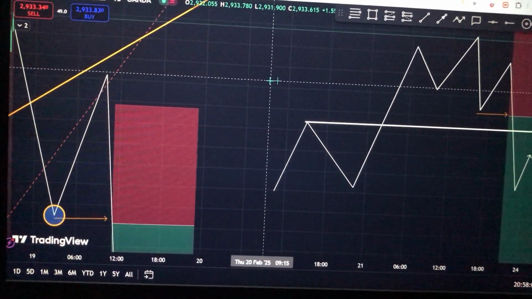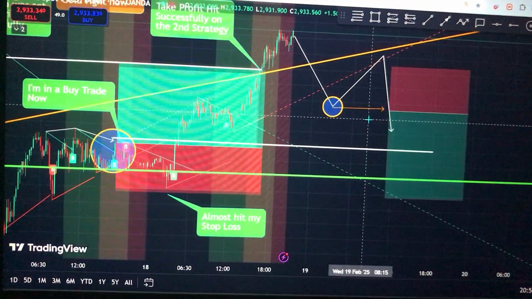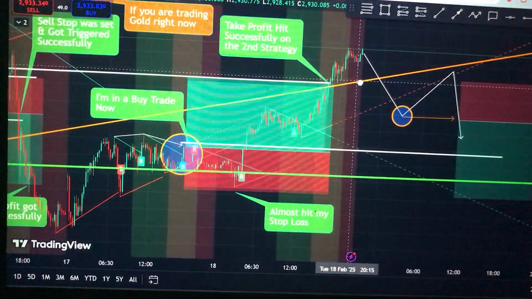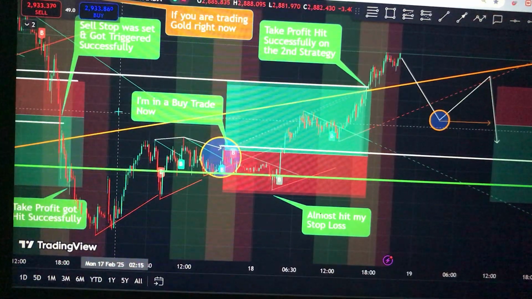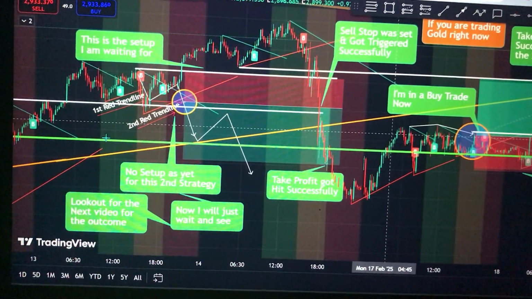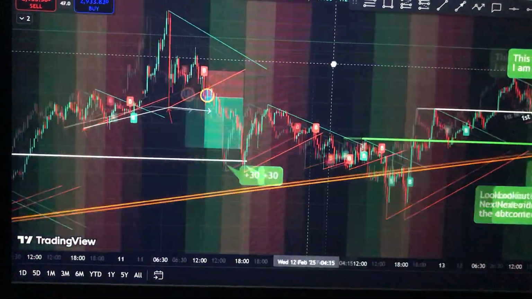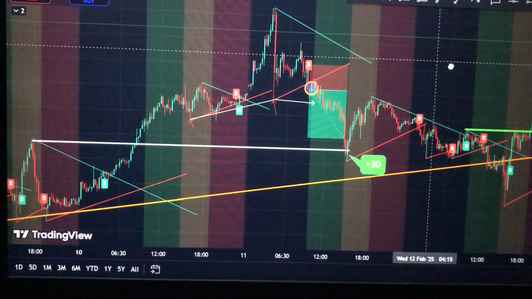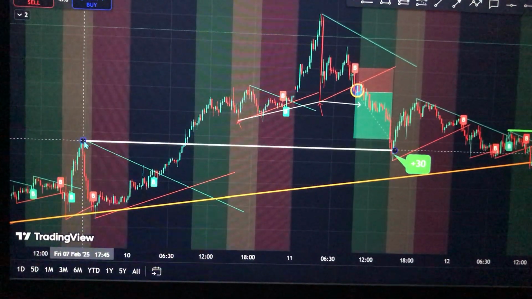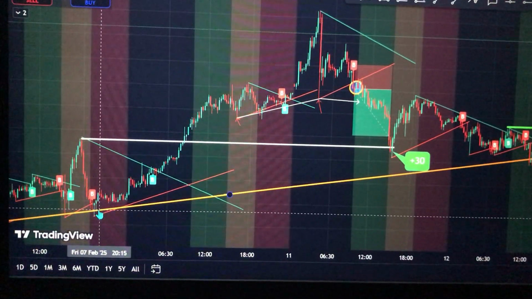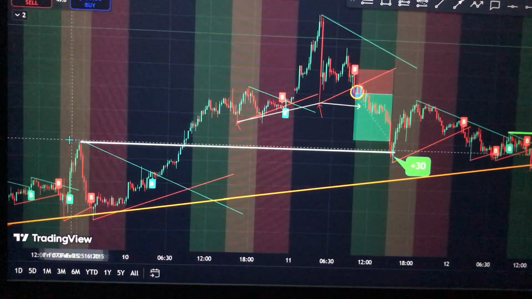So this is what I'm anticipating right now. You can see. And this is what I've been trading all along. As you can see, this is what I meant. Here's an example. Price forms a high, then goes low, and then it comes and breaks this high.